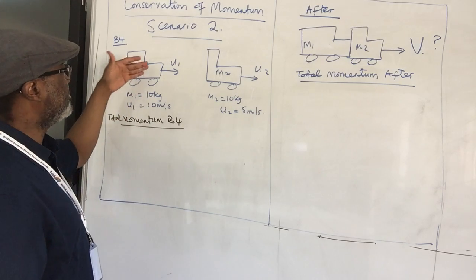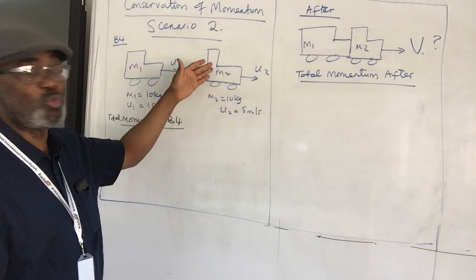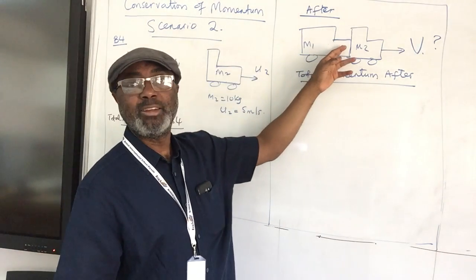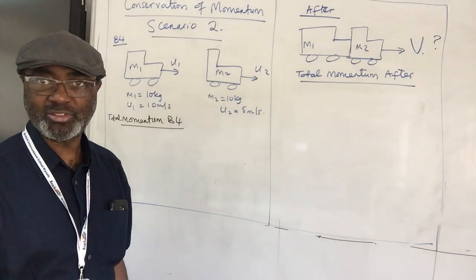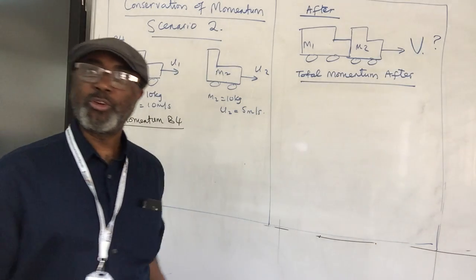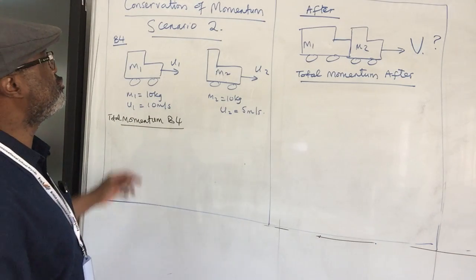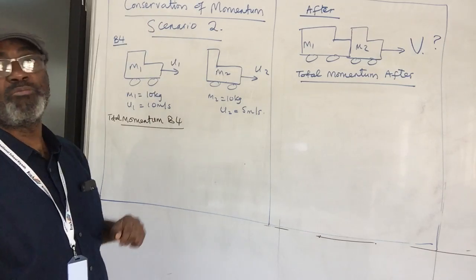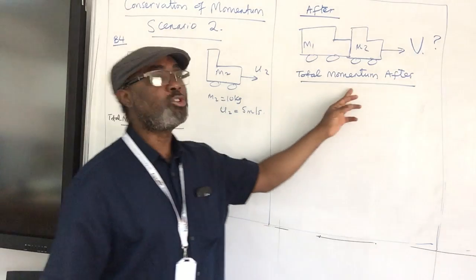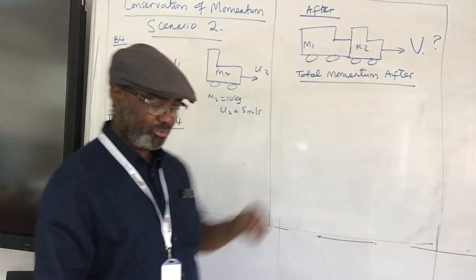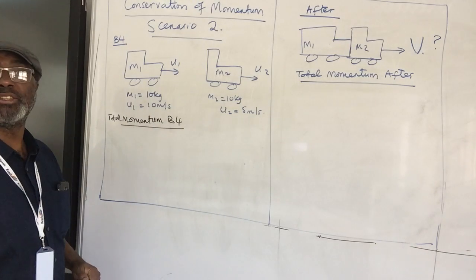The other mass is also moving, but at a lower speed of 5 meters per second. So eventually, this car, M1, catches up with M2, hits it, they get stuck together, and they start moving at the same velocity. You will be required to answer a question like this in the exam, and the first thing to do is to remember the law of conservation of momentum: total momentum before must be equal to total momentum after. So all you have to do is work out your total momentum before.